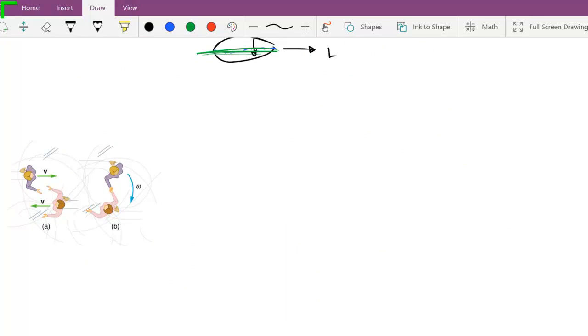We can extend this a little bit. We can extend angular momentum. Say that we have two people with linear velocities, and we want to find out what would be their angular momentum if they were to join together and then start rotating with some angular velocity after.